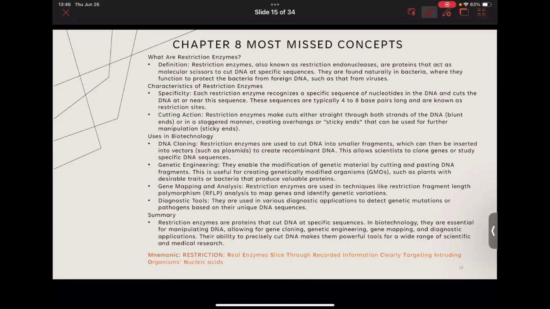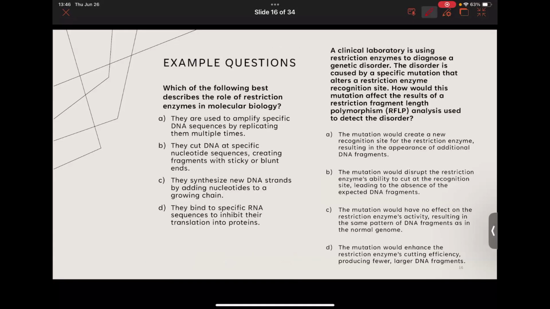Questions for chapter 8 stuff. The first one has to deal with restriction enzymes, the ones that cut at the palindromic sequences and create the sticky ends. Palindrome and sticky ends.